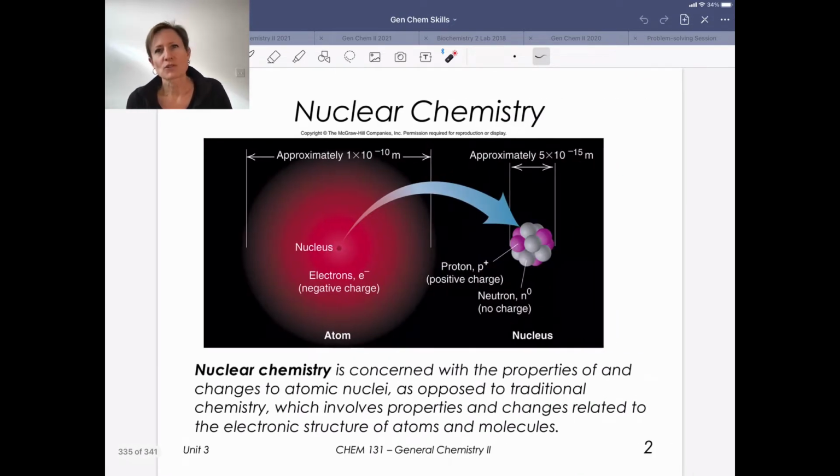So just as a broad strokes overview, we've been focused mainly on thinking about chemistry as it happens with electrons, whether it's sharing those electrons for covalent compounds or trading electrons with ionic compounds. And what's different with nuclear chemistry is we're concerned with the properties of and changes to the atomic nuclei. So protons, neutrons, and so forth. Again, traditional chemistry, as we've been thinking about it, involves properties and changes related to the electronic structure of atoms and molecules. So it's a shift in gears, but an important part of the field of chemistry.